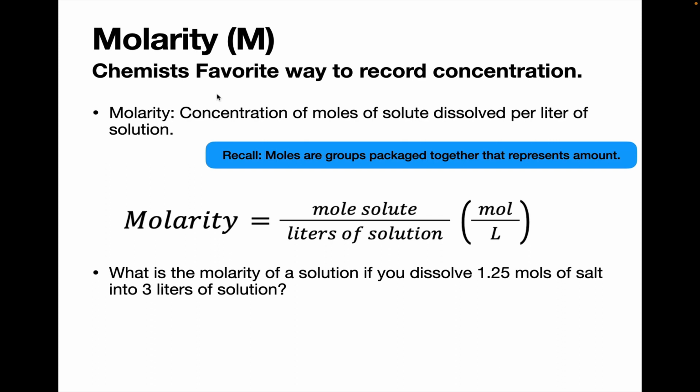In chemistry, we have one favorite way we like to record concentration. It's called molarity, okay? We symbolize it by a capital M. And molarity is the concentration of moles of solute dissolved per liter of solution. Now remember, we've talked about moles before.